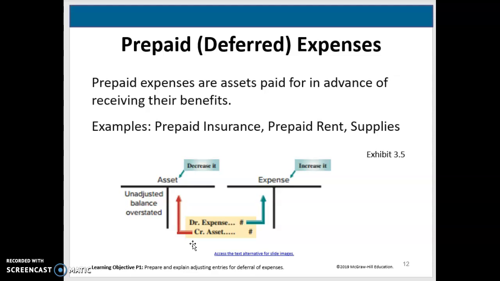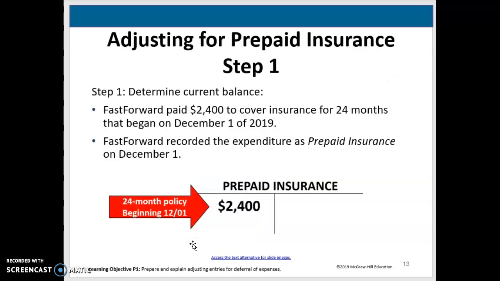Okay, so let's look at this one. Our first one, we have a balance. It says that Fast Forward paid $2,400 to cover insurance for 24 months that began December 1st, 2019. We recorded the expenditure as prepaid insurance on December 1st, right? Because we paid it up front.